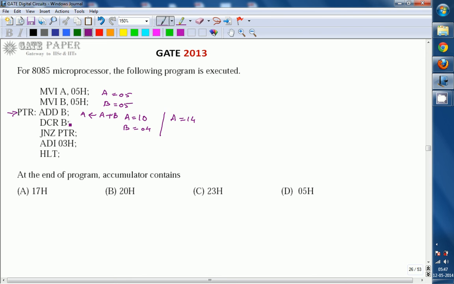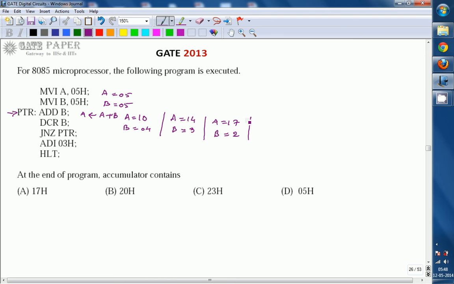Next, below this, decrement B. Now B is equal to 3. Again B is not 0, so it goes back to ADD B. By that time the contents are 14 and 3, so A is equal to 17 and B gets decremented to 2.